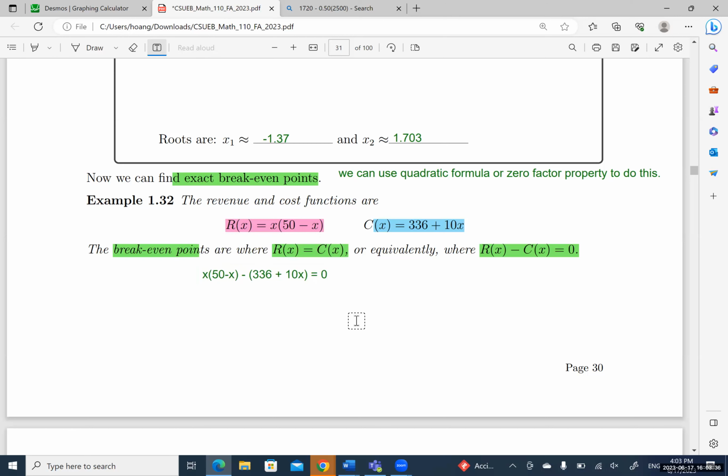Let me clean this up. I'm going to say cost here, here is also cost, and revenues, and this is revenues.